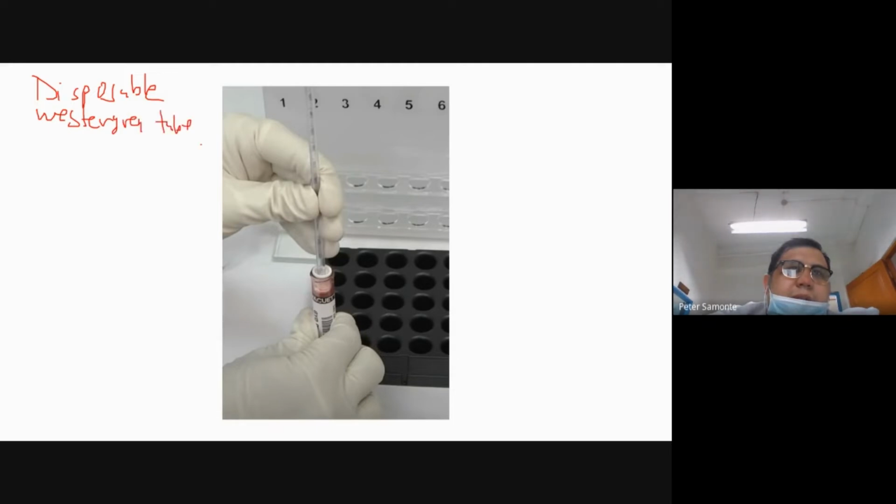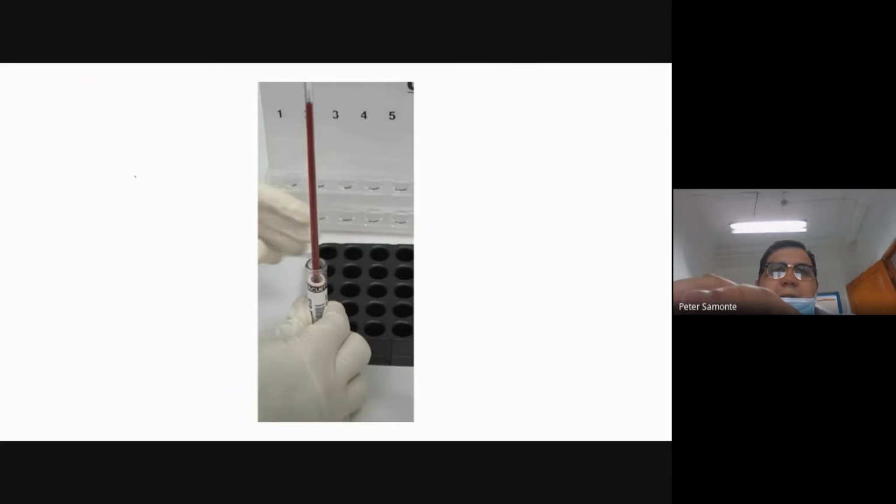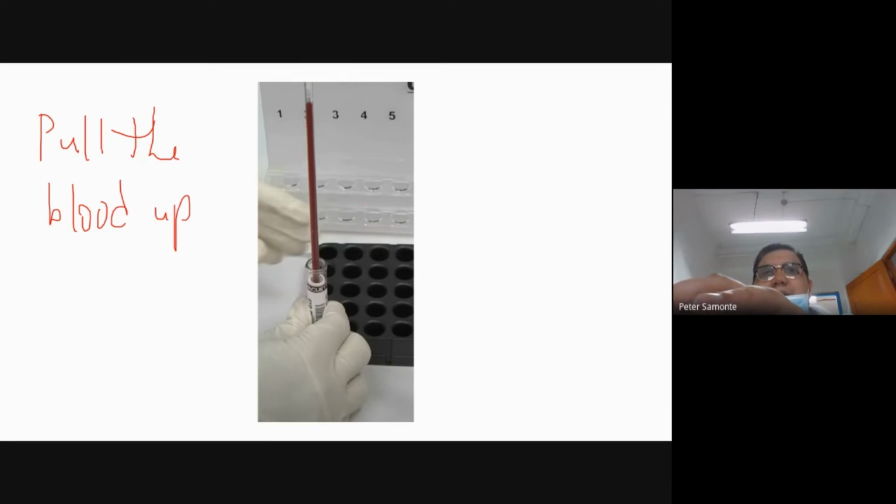So ang gagawin nyo lang dito, class, ang itsura kasi ng disposable Westergren tube nyo, class, ganito. Tapos meron siyang parang puting plastic. Now, ito siya. So ipapasok mo siya, imagine this would be your tube. Ipapasok mo siya sa loob on a downward manner. And then kapag pinasok mo siya ng ganyan, it would automatically push or pull the blood up. It would pull the blood up. So, ganyan itsura niya, class.